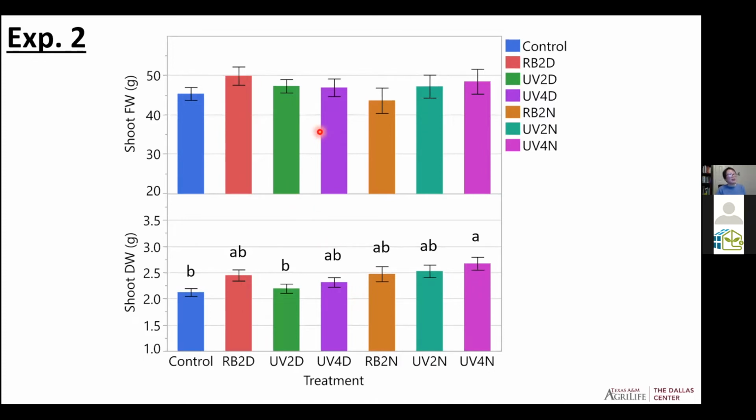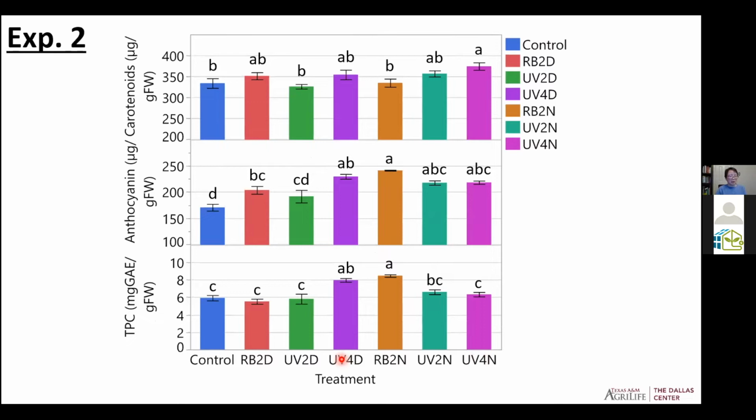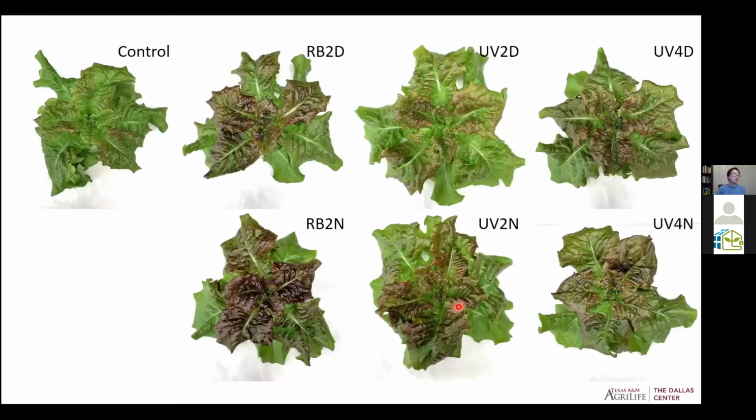This time, we didn't see any significant differences in yield, although there were some differences in the dry mass, but the trend is similar. And for the phytonutrient parameters, again, the magnitude compared to the first one was reduced significantly, so only some treatments showed positive results. And these are the photos of the second experiment, and apparently the color is deeper than the first one because of the higher light intensity during the production cycle.